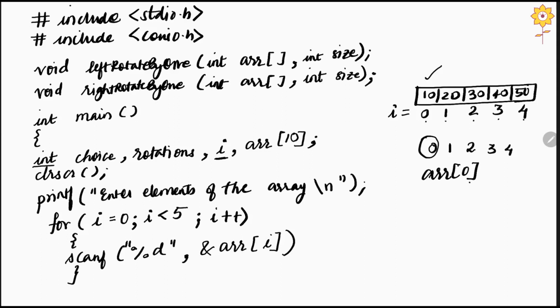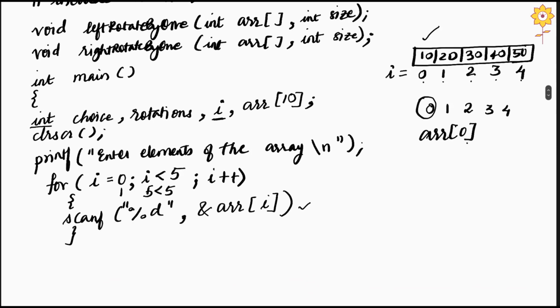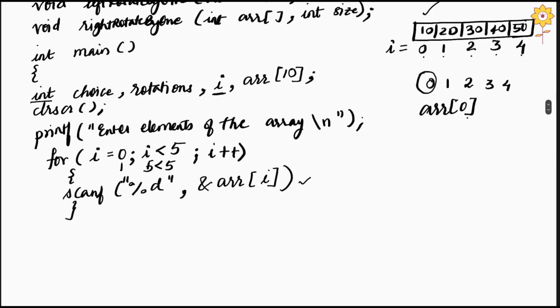In the next iteration, what happens? i's value is incremented and 0 becomes 1. Is 1 less than 5? Yes, the condition is true. So the statements written inside the for loop will be executed, i will be incremented and it will go on incrementing. Once it becomes 5, is 5 less than 5? No, it is false. Hence, this part will not be executed and it will start executing the next statements. So, this particular part of the program is written to accept the elements of the array from the user.